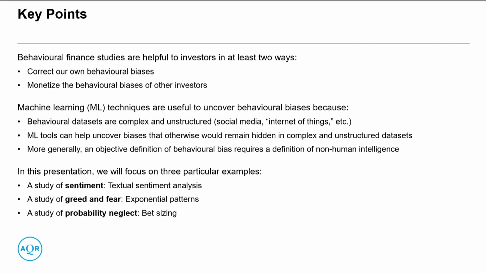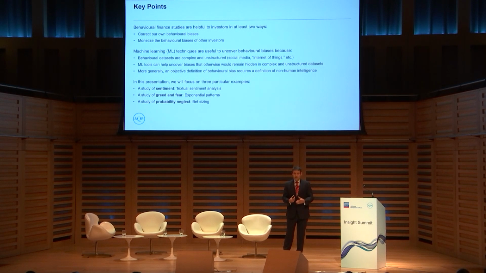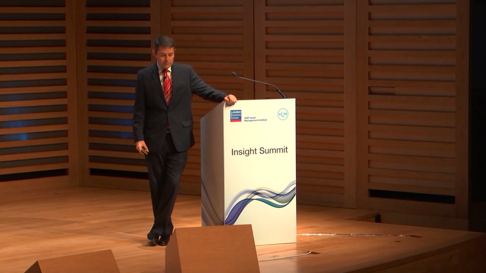There are several reasons why machine learning is a good tool in combination with behavioral finance. Number one, behavioral finance data sets are complex. They are unstructured. They require very specific tools in order to unfold the complexity and analyze the information that is contained in those series. You can think of social media, you can think of the Internet of Things.